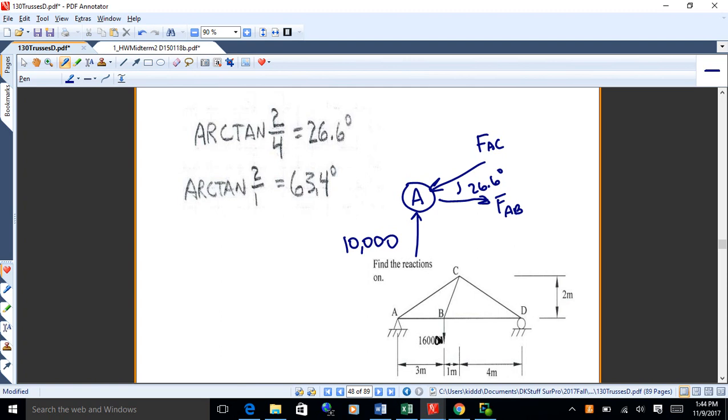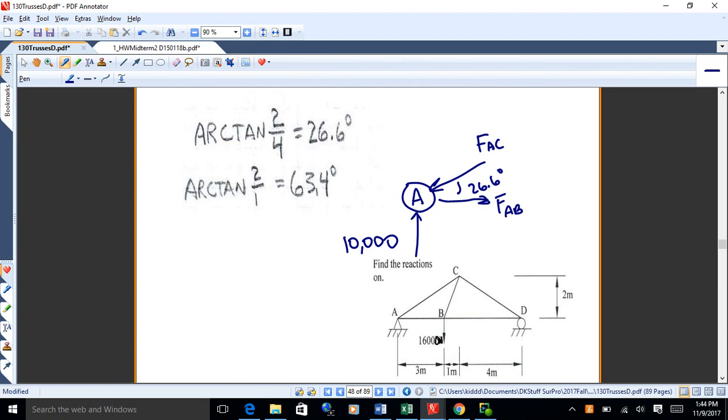Okay, once I worked through joint A, I got AC and AB. I don't think I'd go up to joint C. I don't like to look at that one. It's got too many angles in it. I'll go to joint B or joint D, either one next.